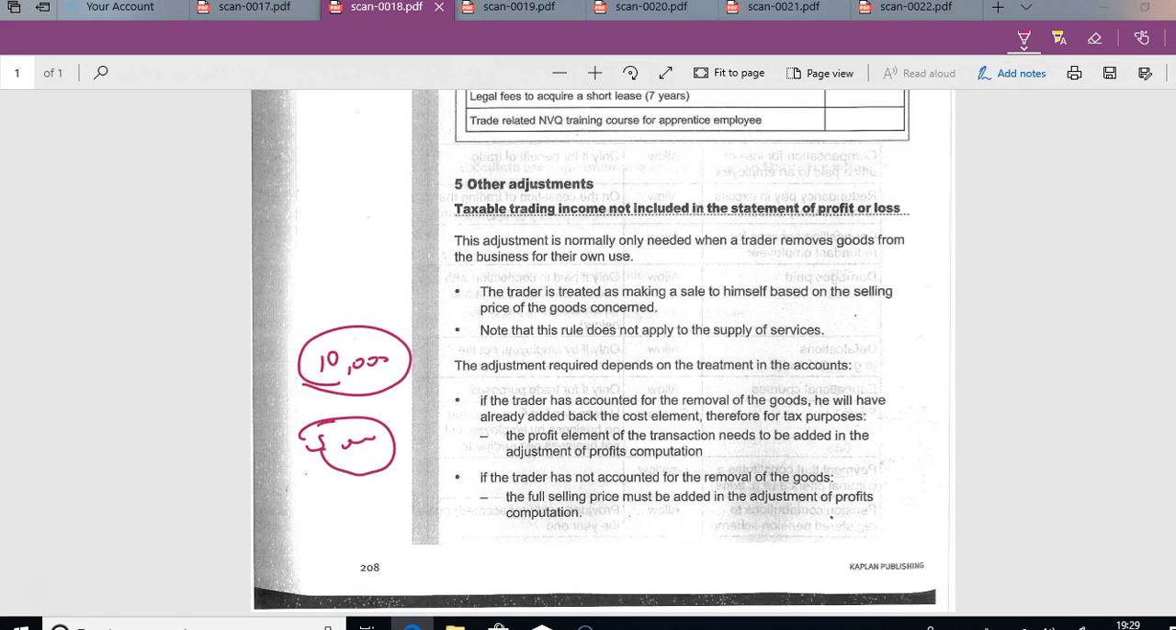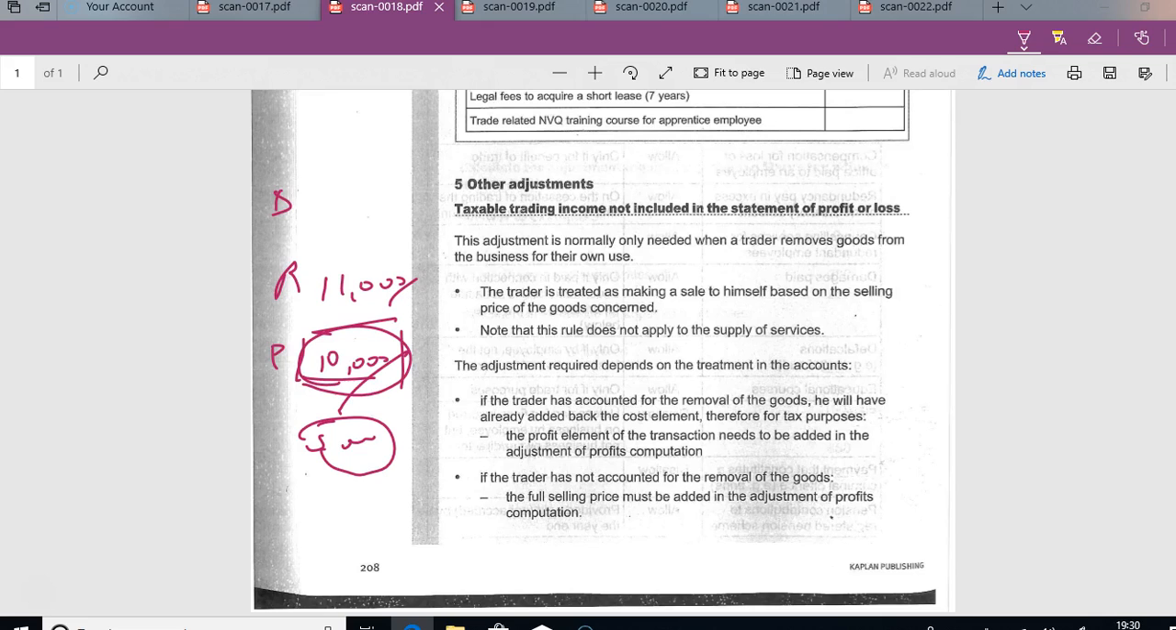It's fine for the 5,000 to remain within purchases, but he must recognize it as a sale to himself. Let's just take the whole 10,000. If he buys £10,000 worth of goods, recognized in the income statement as purchases, and he takes them for himself, he must recognize the revenue at the markup. Say the markup was 10%. So he must recognize the revenue at 11,000. He has to put through a journal of 11,000. So technically, debit drawings and credit revenue.